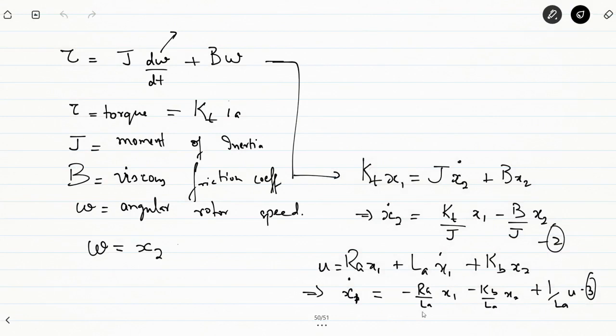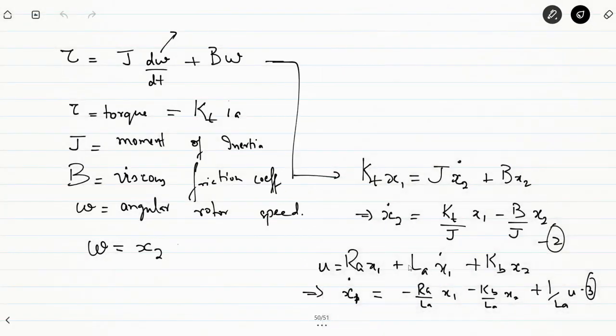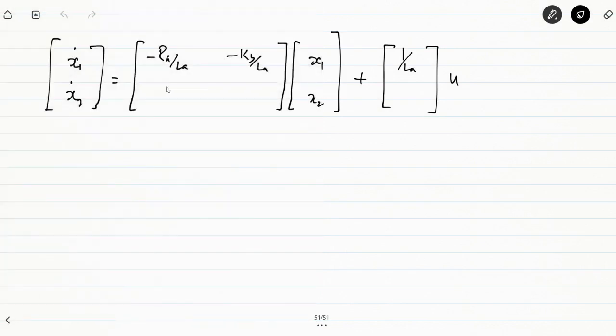So x1 dot is minus Ra by La x1 minus Kb by La x2 plus 1 by La times u, and x2 dot is Kt by J times x1 minus b by J x2, plus 0 times u.